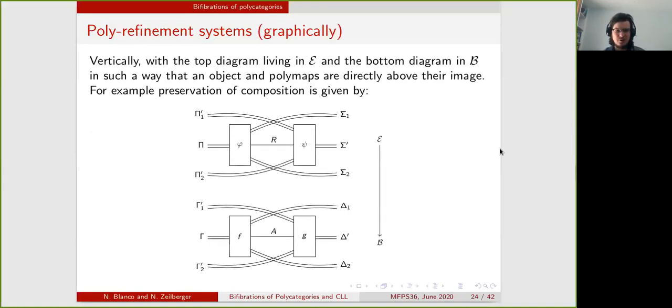And so we will draw them graphically in this way, vertically, where the diagram on the top will be in the domain, and the diagram on the bottom will be in the codomain, and in such a way that things that lie over another one are sent to it by the poly-refinement system. So for example, R is sent into A, phi is sent into F. And so this precise diagram is expressing the preservation of composition, because it says that a composite is sent into a composite.